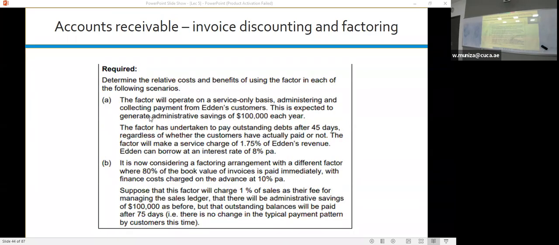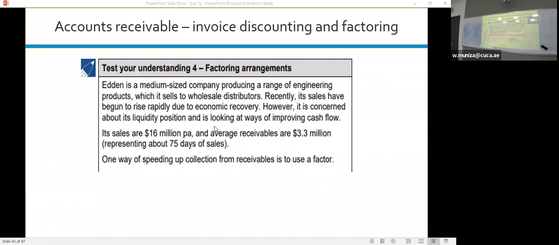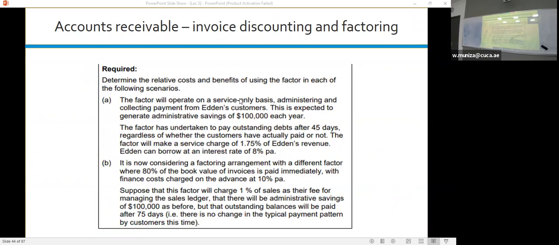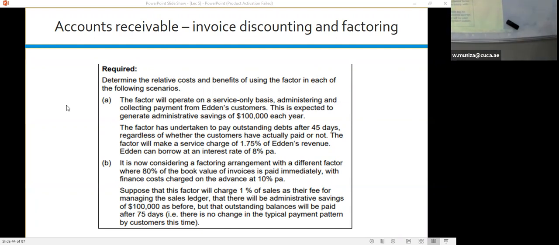We have not discussed any formula regarding factoring arrangement, but this is an example which involves only common sense. So we have to see how much cost we are going to bear and how much benefit we are going to have when we are having the factor in action. So part A of the requirement, determine the relative costs and benefits of using the factor in each of the following scenarios. The factor will operate on a service only basis, administering and collecting payment from agent's customers. This is expected to generate administrative savings of 100,000 each year.